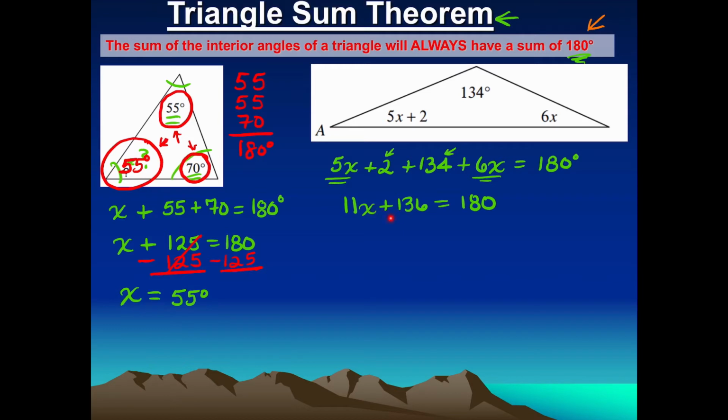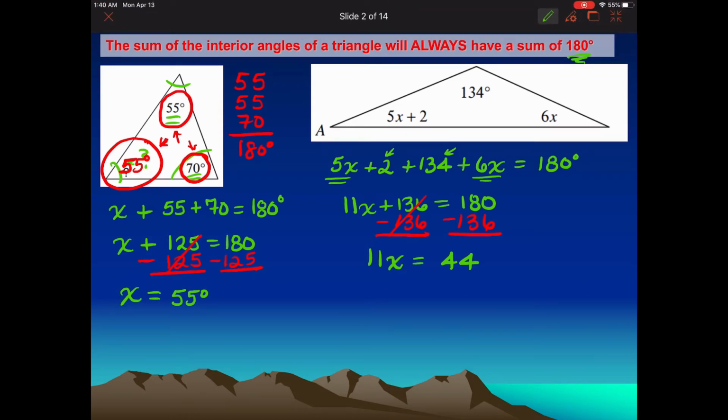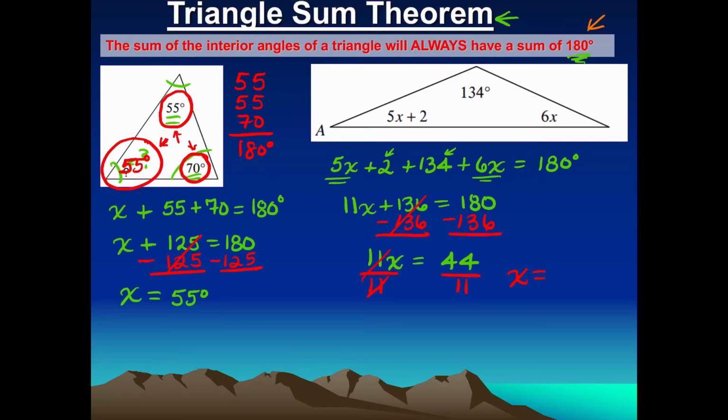So the first thing we want to do is undo addition. Remember, order of operations gets all turned around when you're doing inverse operations. Everything gets turned around, it's backwards. So we're going to subtract 136 from both sides first. So what I have is 11x equals 44, and then the last step is going to be dividing by 11. And so what we get is x equals 4.